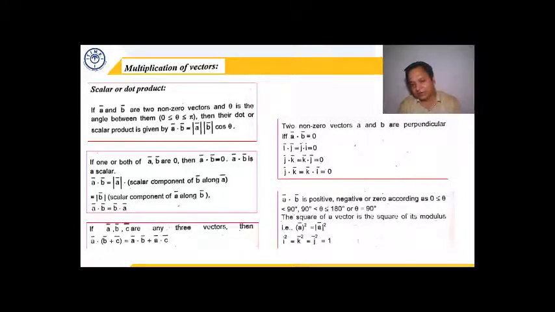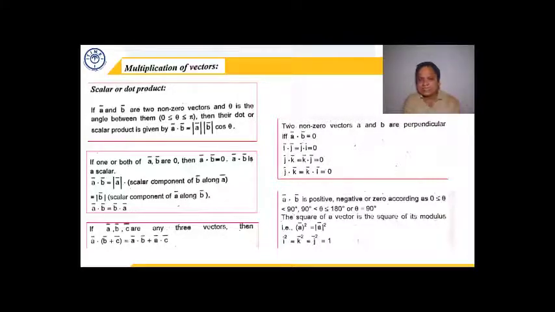Then the dot product A dot B is positive if theta is greater than 0 but less than 90, that is, it lies in the first quadrant. Negative when theta lies in the second quadrant, greater than 90 but less than or equal to 180. And 0 when theta is equal to 90 degrees. Dot product is negative, theta lies in the second quadrant. Dot product is positive, theta lies in the first quadrant. Dot product is 0, theta is exactly 90 degrees.